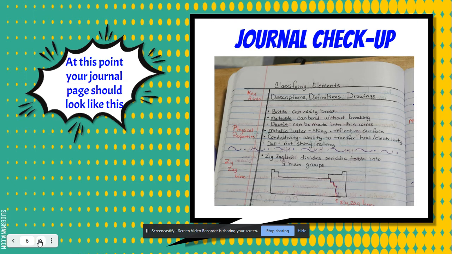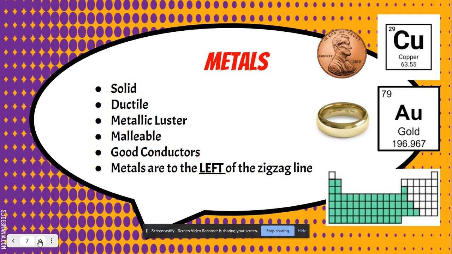Quick journal checkup, guys. At this point, your notes should look like this. Metals. Metals are solid, ductile. They have a metallic luster. They are malleable. They are good conductors. And metals are to the left of the zigzag line. Look at the example here. All the green parts are considered metals on the periodic table.